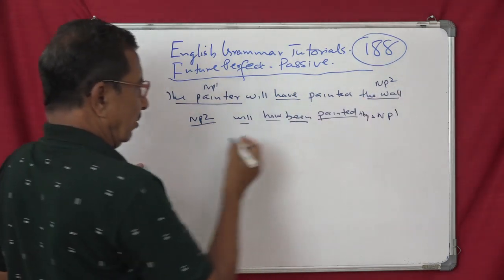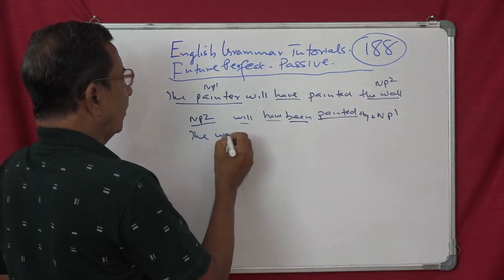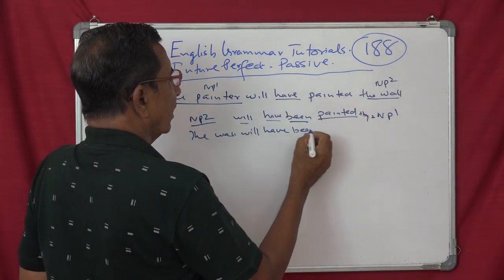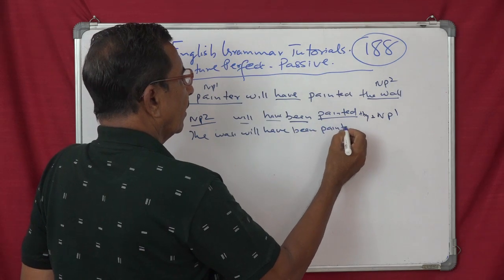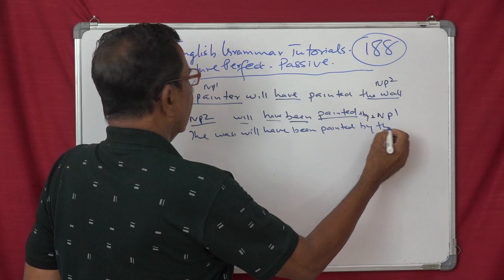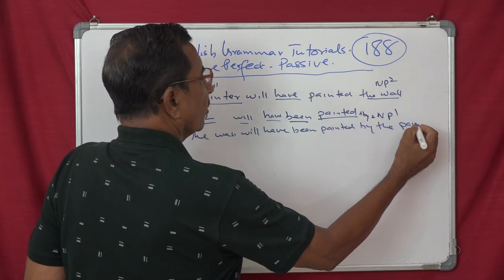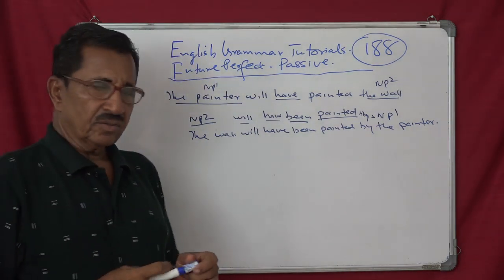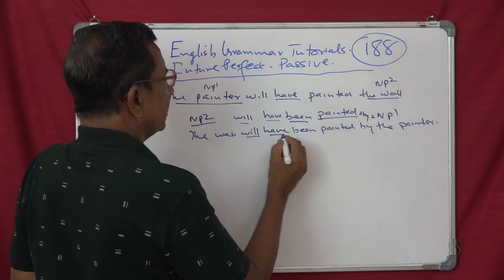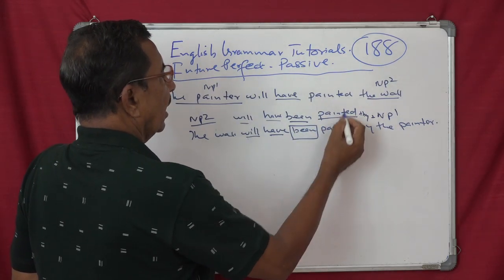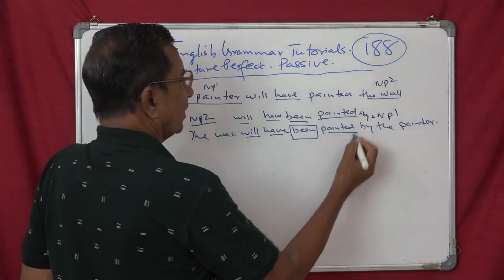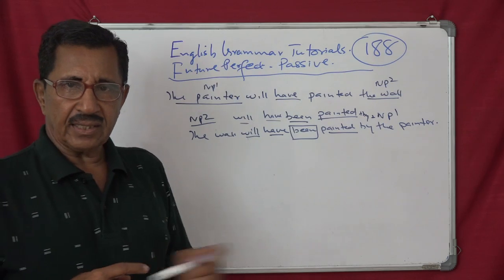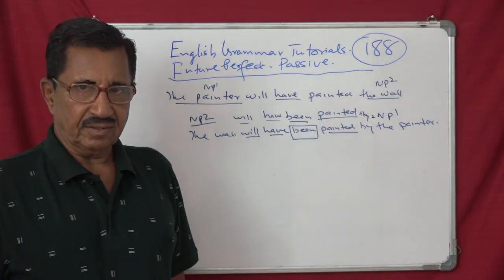So if you rewrite, it will be: will have been painted by the painter. Who else will paint, isn't it? Full stop. So this will be the passive. So the difference you can see, will is here, have is here. You have to insert been and then you use the past participle. So the only difference is you have to use one form of be, and that is been, because this is perfect. Is that clear?